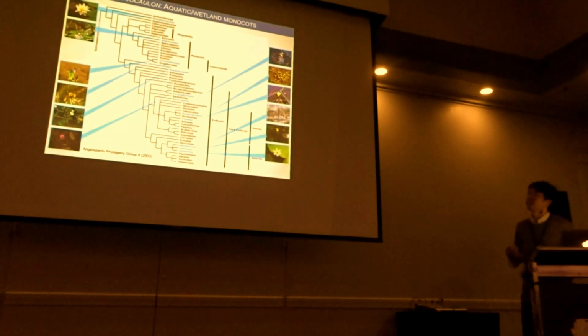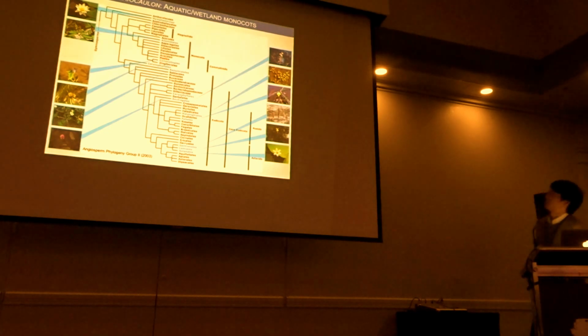I've been working on and interested in aquatic flowering plants since I was a student in Japan. You can see some aquatic lineages in the phylogeny of the angiosperms, for instance, water lily in the basal angiosperms, some pondweed and seaweed among the monocots, and some others.